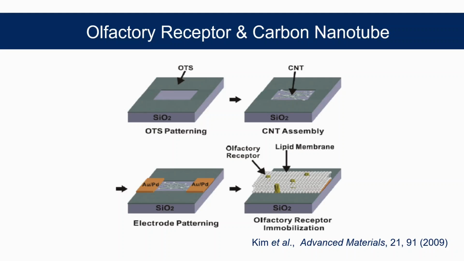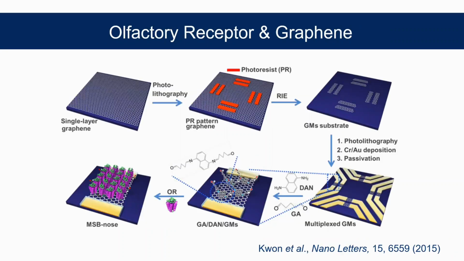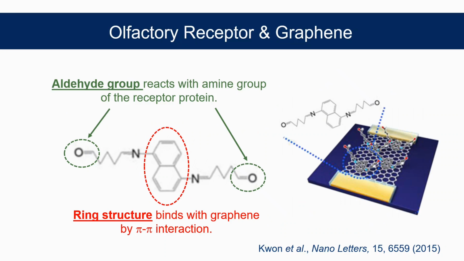And in another example, we also use the olfactory receptor as a biomolecule, and in this case, we use graphene as a nanomaterial for the transducer. So this olfactory receptor was immobilized on the graphene material using this linker. This linker consists of two parts. This part, a ring structure, binds with graphene by pi-pi interaction, and another end, this aldehyde group, reacts with the amine group of the receptor protein. So this is another example of the biolinker.